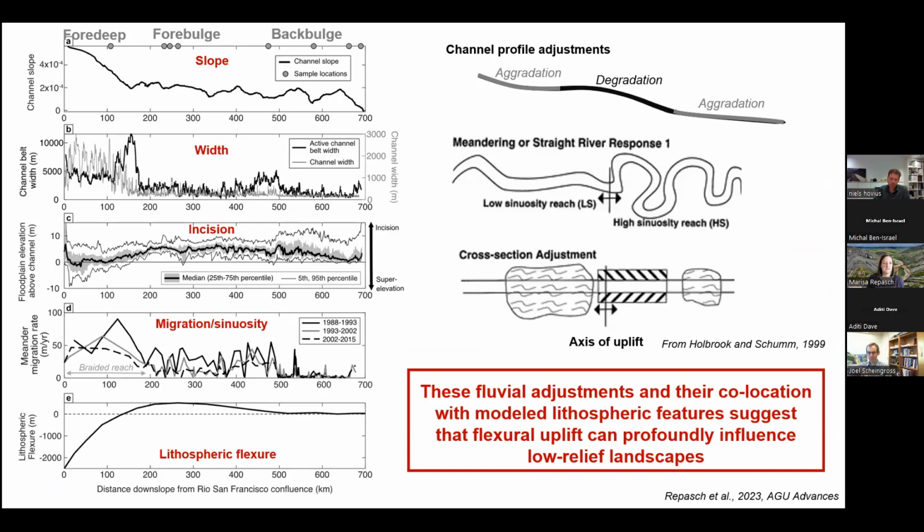All right, so that was a lot of geomorphic and morphometric analyses. And so I just want to summarize it. We showed that channel slope, width, incision, channel migration, and sinuosity all seem to have changes moving from the region of modeled foredeep subsidence to forebulge uplift. And so these fluvial adjustments suggest that the flexural uplift, even though it seems so subtle when we're in the field and looking at this landscape, can profoundly influence the landscape and the ability of rivers to move sediment and water from upstream to downstream across these basins. All right, next slide.